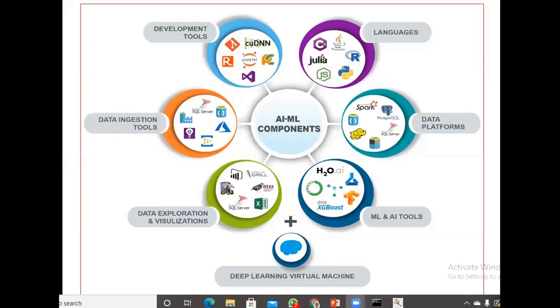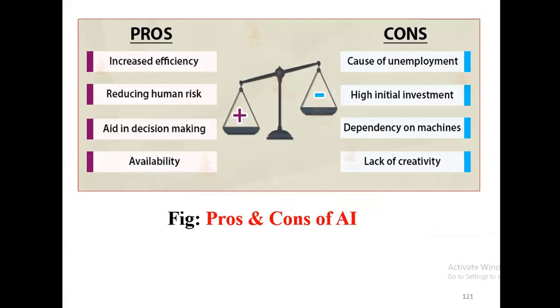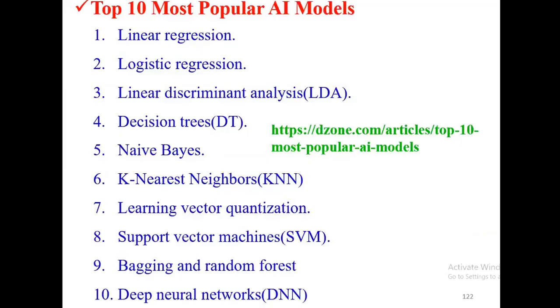So these are the AI ML components. So what are the pros and cons of artificial intelligence? Increased efficiency in artificial intelligence, reducing human risk, aid in decision making, availability. And disadvantages like cause of unemployment, high initial investment, dependency on machines, lack of creativity, etc. These are the top 10 most popular AI models: linear regression, logistic regression, linear discriminant analysis, decision tree, naive Bayes, k nearest neighbor, learning vector quantization, support vector machine. I am going to execute SVM and decision tree and a few more algorithms, bagging and boosting, deep learning, etc.